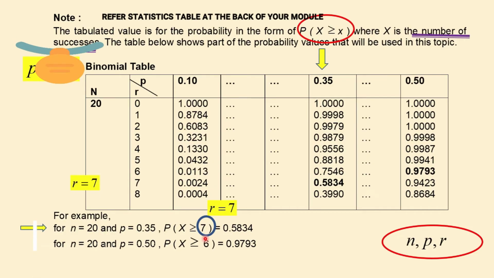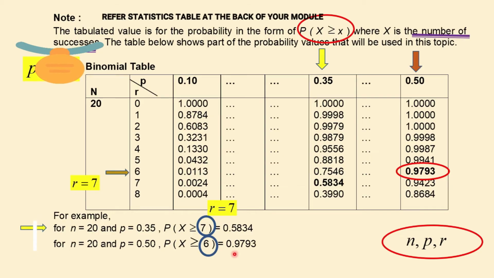Okay, now we continue with the same value for n, that is n equals 20, but the value for p now is 0.5. So, the probability for x more than or equal to r here, r is 6. Okay, so you intersect the value for r equals 6 and the value for p 0.5, you will get the probability 0.9793.